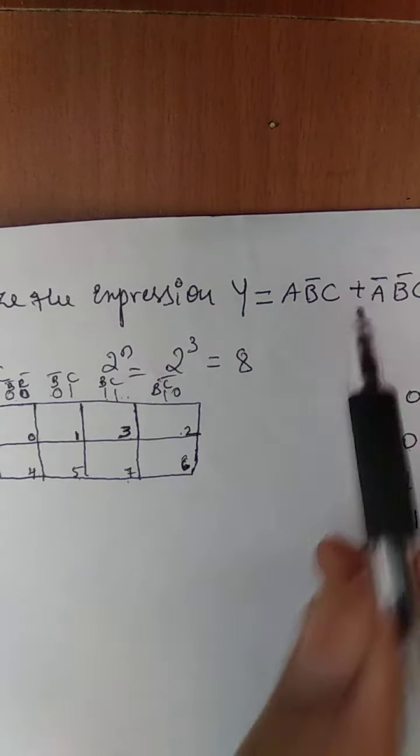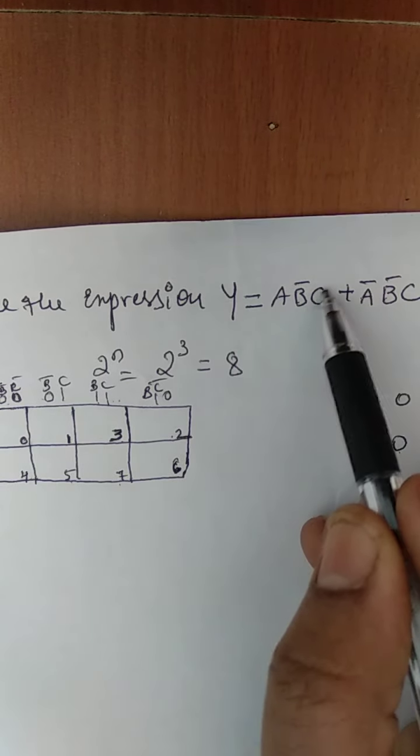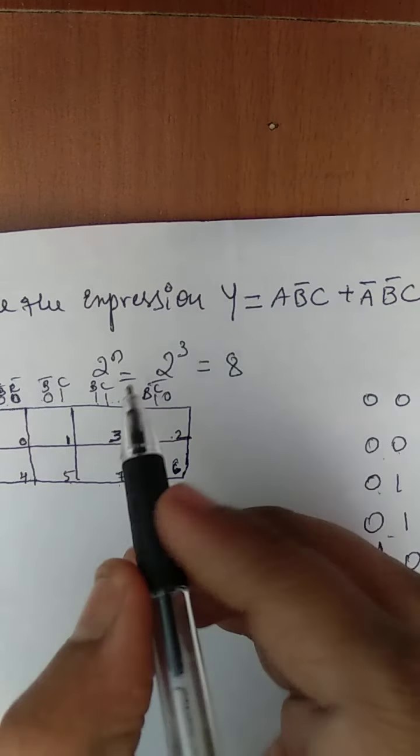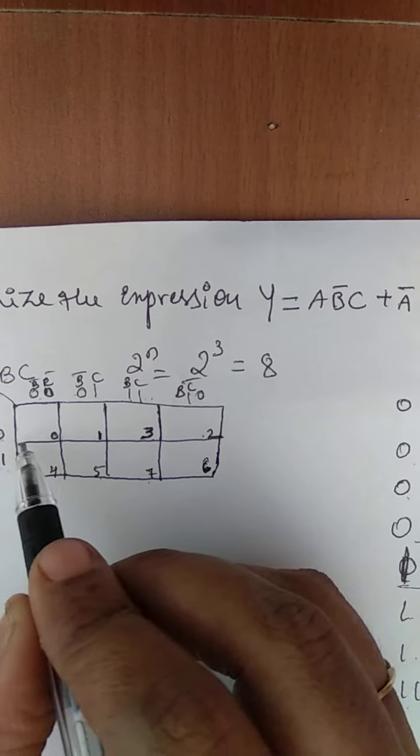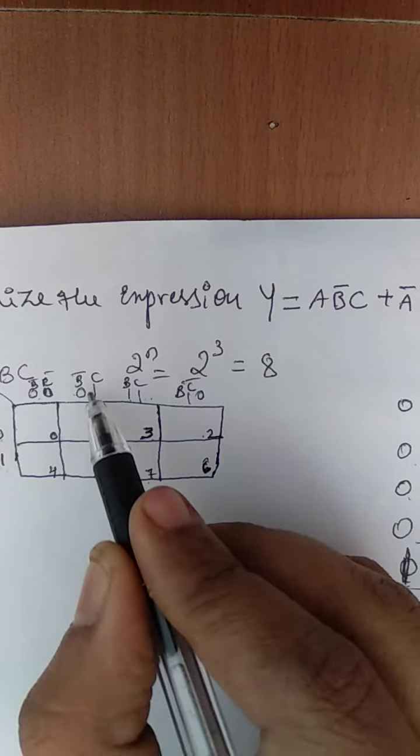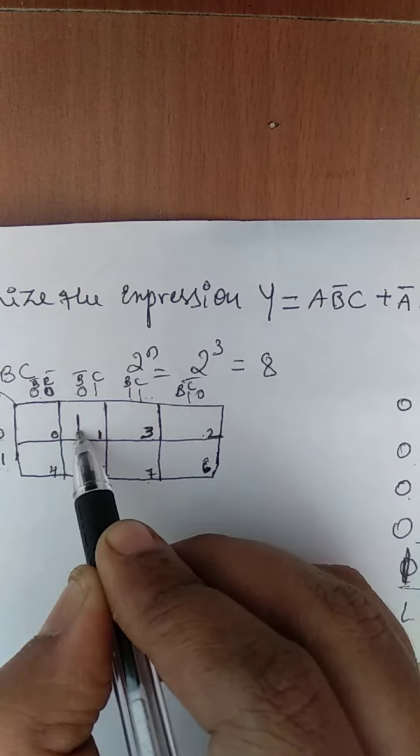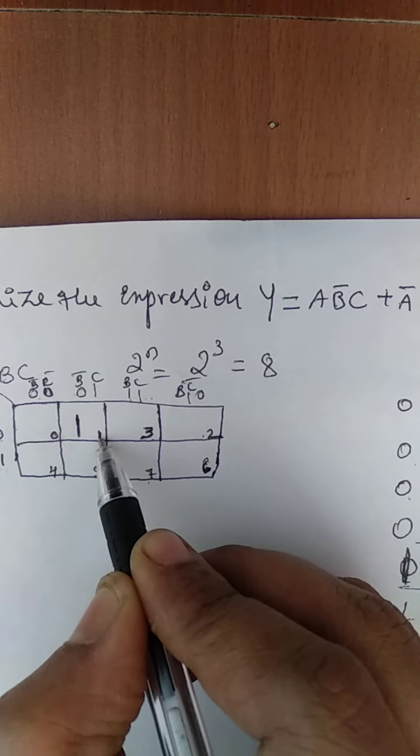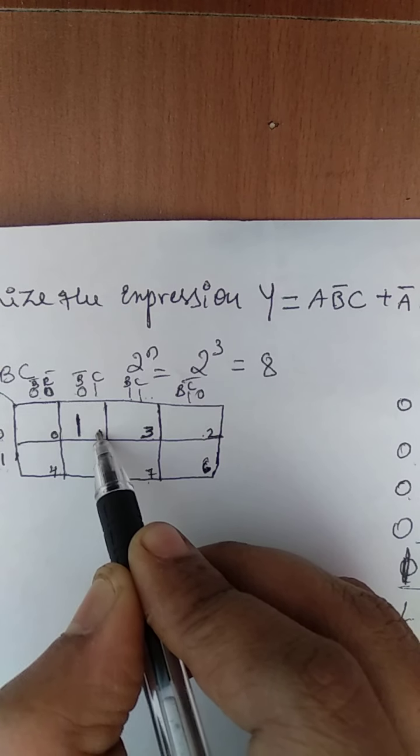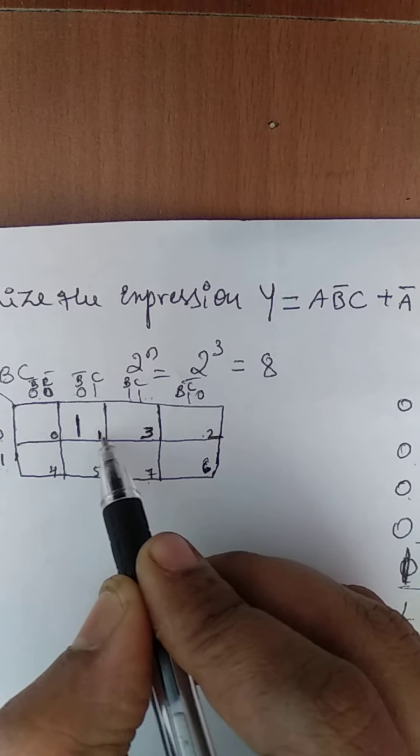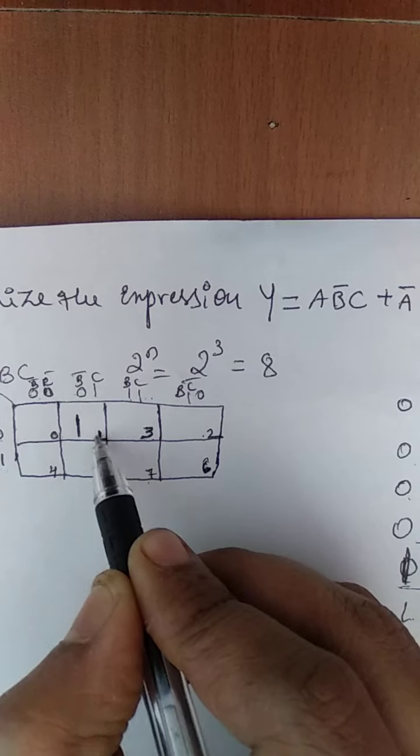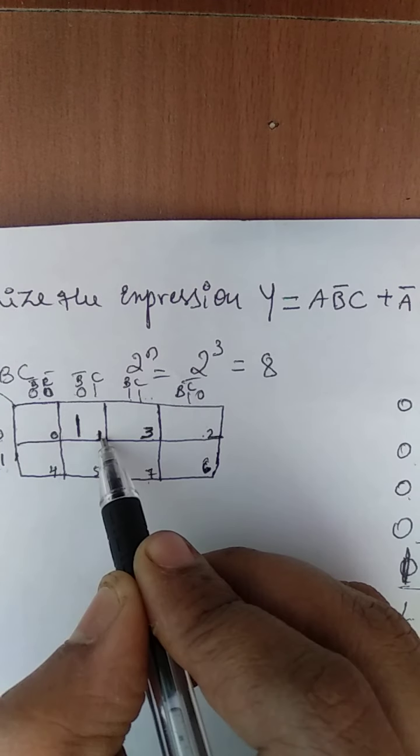So, see the expression now first. Y is equals to A, B bar, C. So, they have given the value for A, B bar, C. It means it will come here. These values you have to write in the corner. Don't mix with the given value. These values, cell value, you have to write it in the corner.